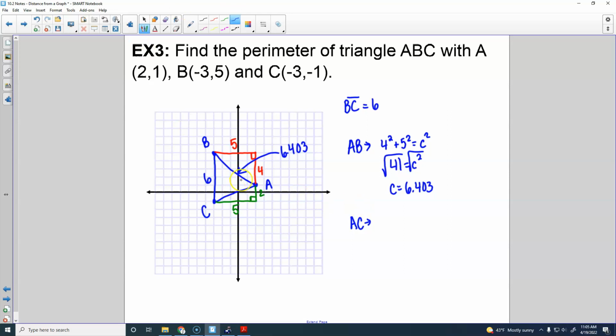Looking for AC here. So, okay, we've got a right triangle right here. This side right here is our C, right? That's our hypotenuse. So we would say 2 squared plus 5 squared equals c squared. Okay? And then what do I do after I do that, Caroline? Okay, and what will we get whenever we do that?